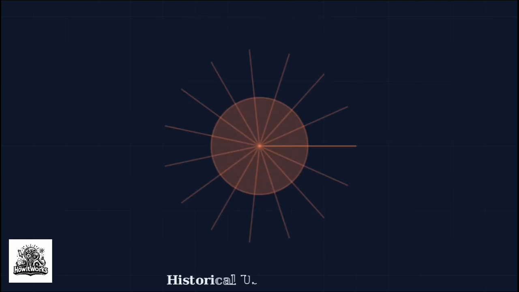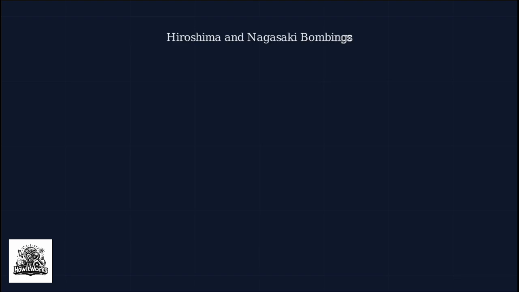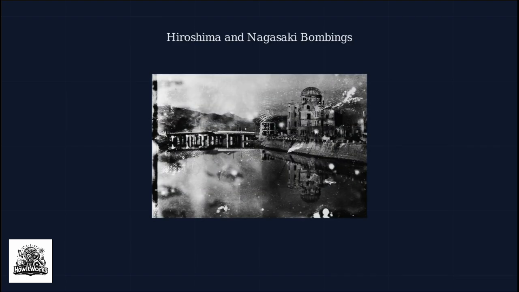The historical use of nuclear weapons began with the bombings of Hiroshima and Nagasaki in 1945. On August 6, 1945, the United States dropped an atomic bomb on Hiroshima, killing an estimated 140,000 people. 3 days later, Nagasaki suffered a similar fate with approximately 74,000 deaths. These events marked the first and only use of nuclear weapons in warfare.